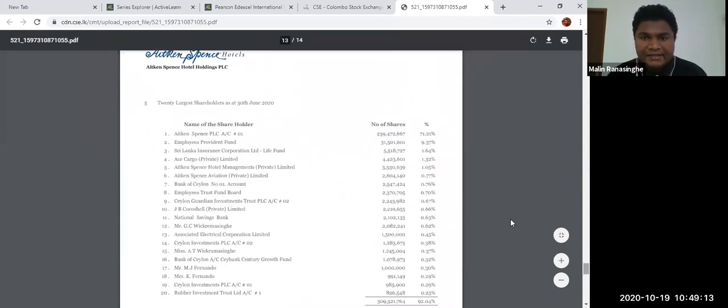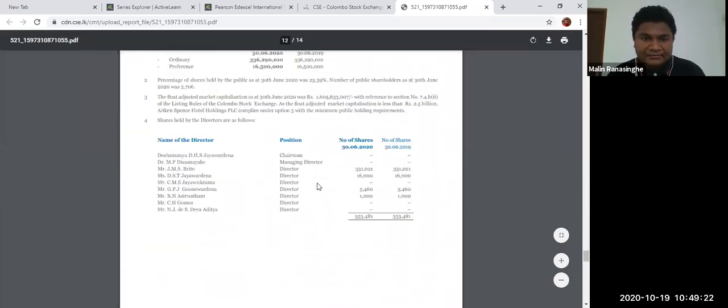Aitken Spence PLC, they have 71% owned by Aitken Spence PLC. It's owned by Harry Javadana. You can see the chairman, DHS Javajan, Harry Javadana. And then Mr. Brito, his son, Asita Javadana, and then Javik, everything. Good on everyone.